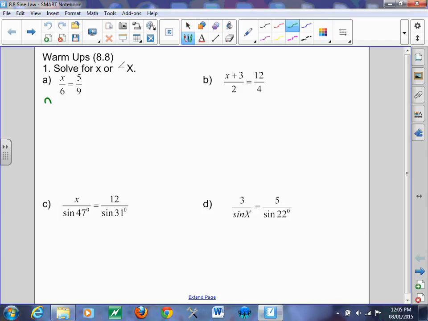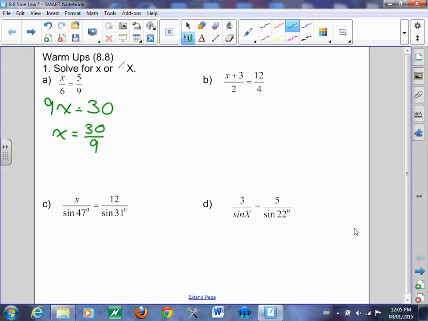Cross multiply, you're going to get 9x equals 30. And x equals 30 divided by 9. And you leave it as a fraction, that's fine. Okay. Later on, when we get to doing units, we'll put that information in.